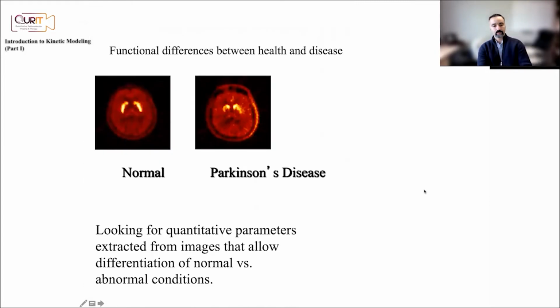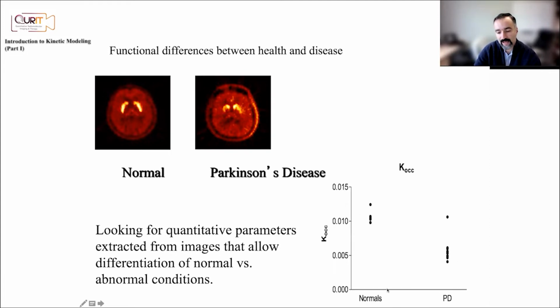So again, I want to summarize that large information into tractable and functional information that allows us to better distinguish between, let's say, normal patients and, let's say, a particular kind of disease, like, let's say, Parkinson's disease in this example. So again, we're looking for quantitative parameters extracted from images that allow differentiation of normal versus abnormal conditions.